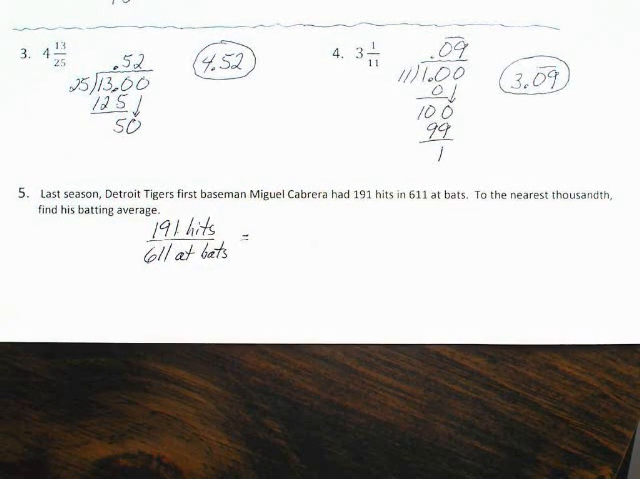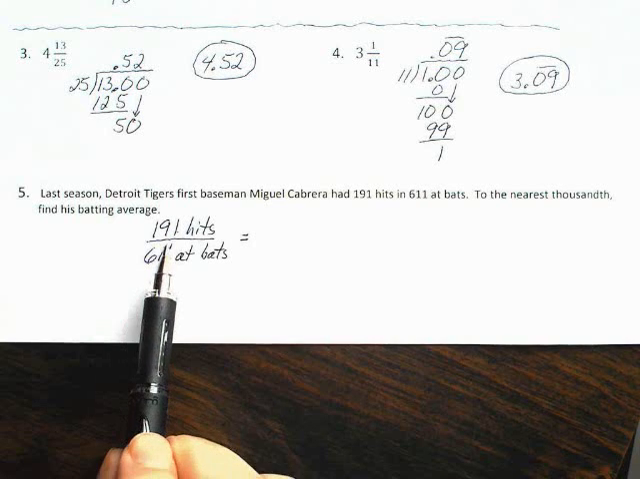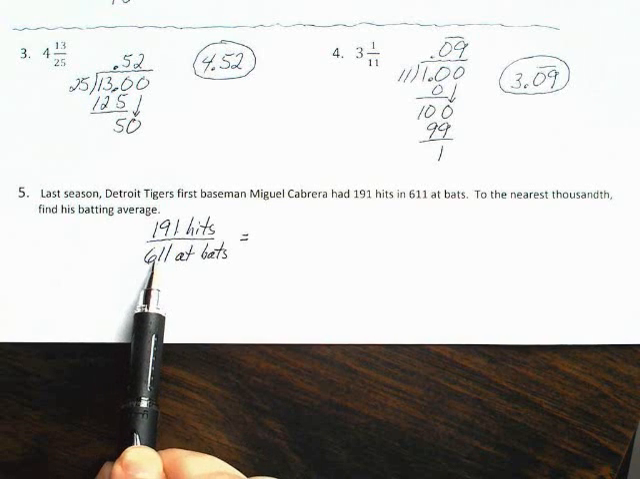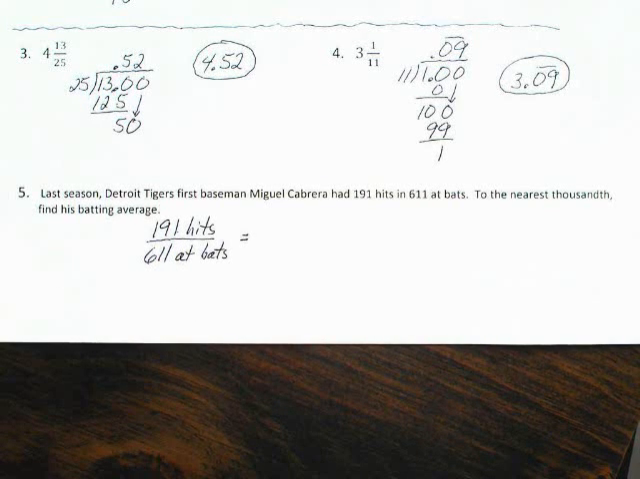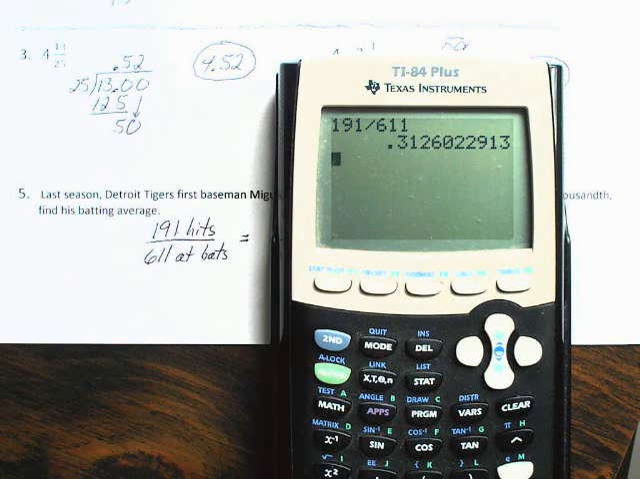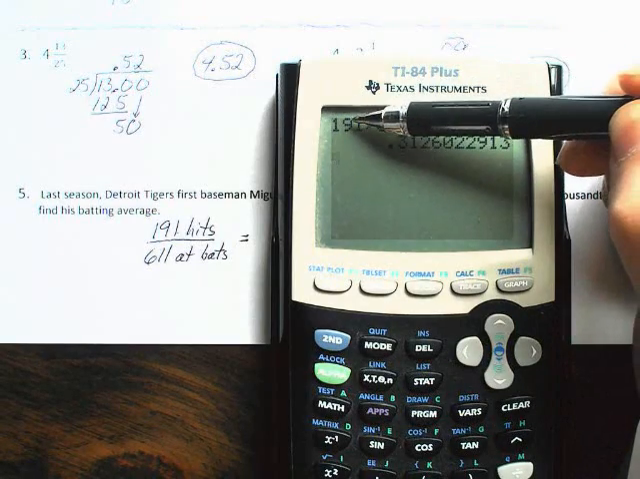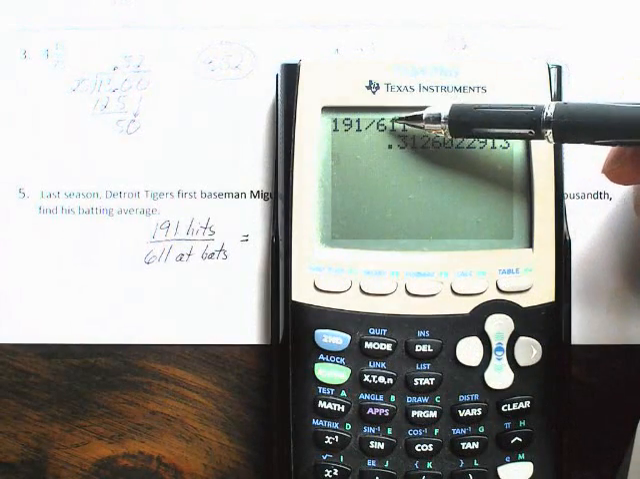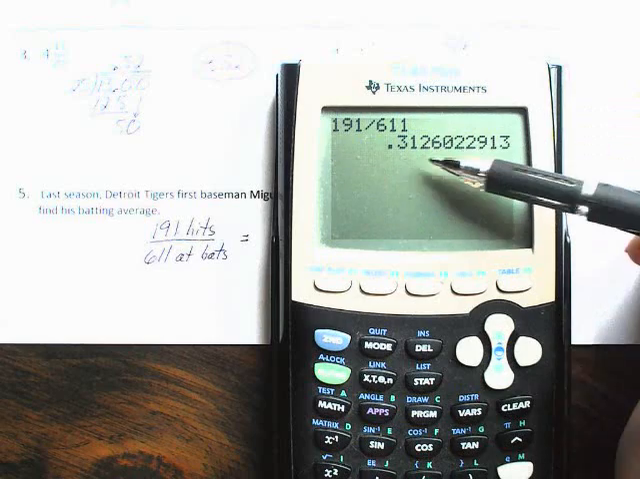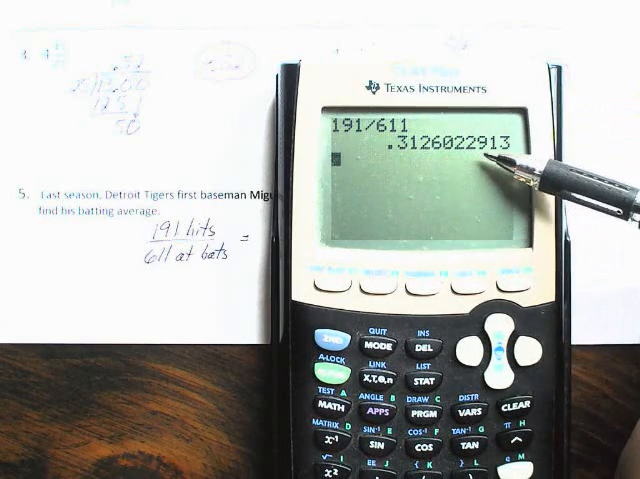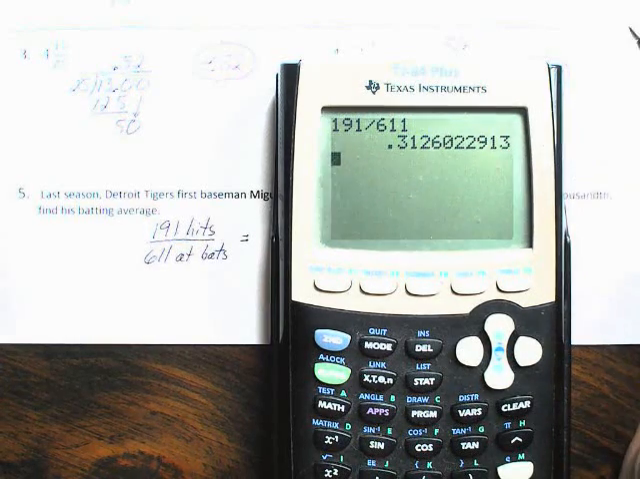Now there are times in math where using a calculator is definitely more efficient than trying to do things by hand. And to do long division by a 3-digit number can be a challenging thing. So let's pull out a calculator on this one. Okay, here's the calculator. And 191 divided by 611. Here's the decimal shown on the screen that the calculator gets for that.